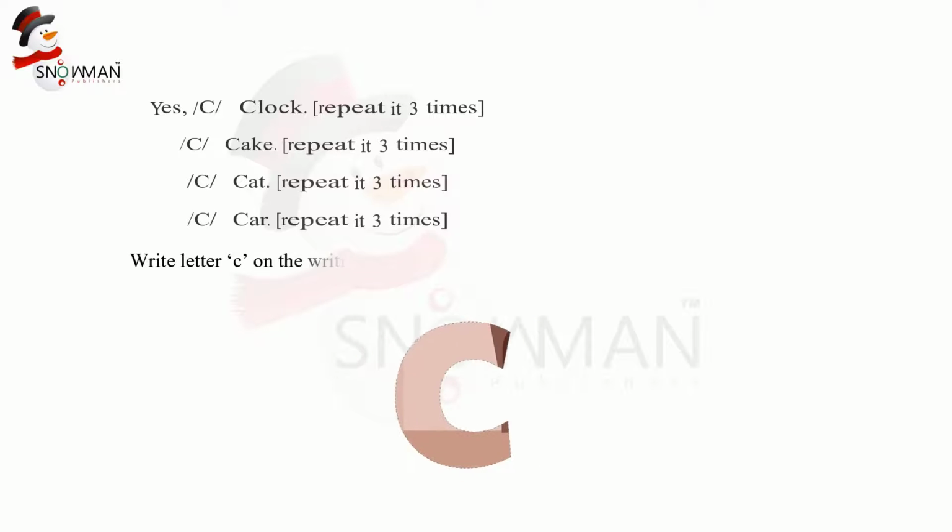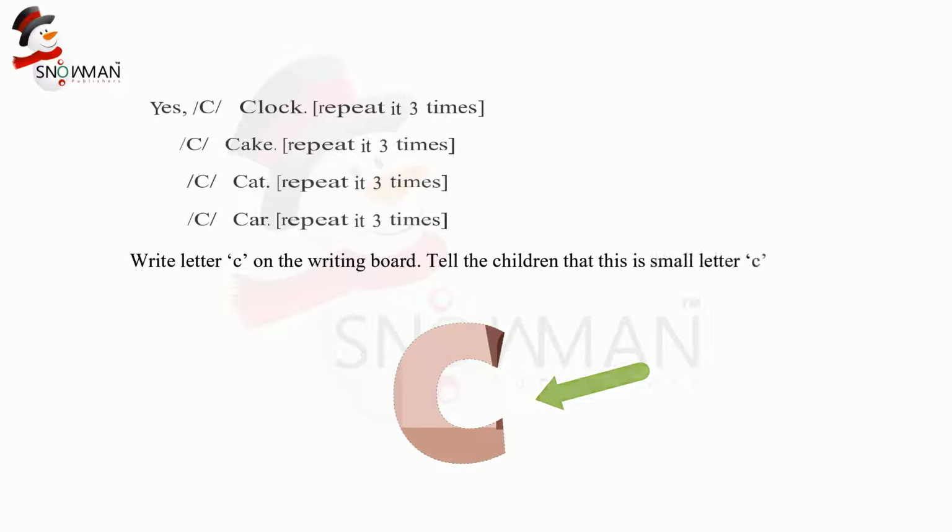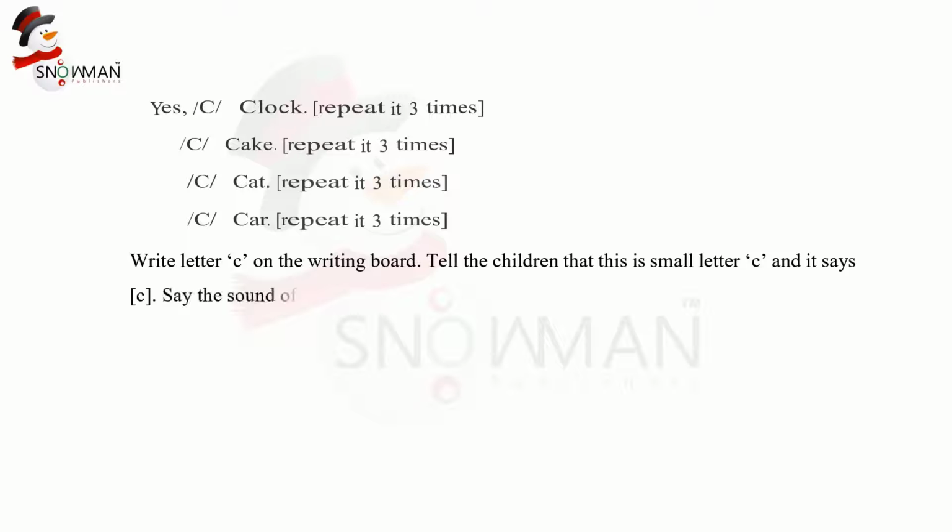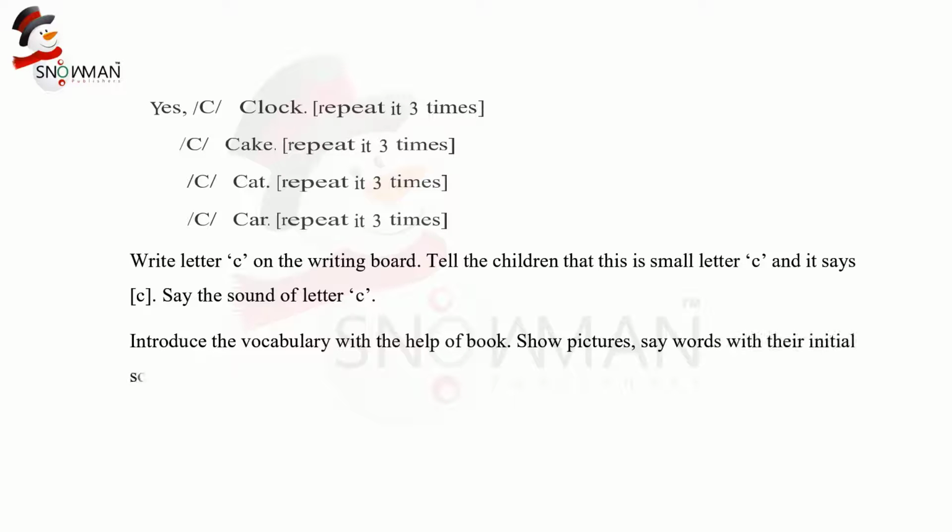Write the letter C on the writing board. Tell the children that this is small letter C and it says K. Say the sound of the letter C. Introduce the vocabulary with the help of the book. Show pictures and say words with their initial sound.